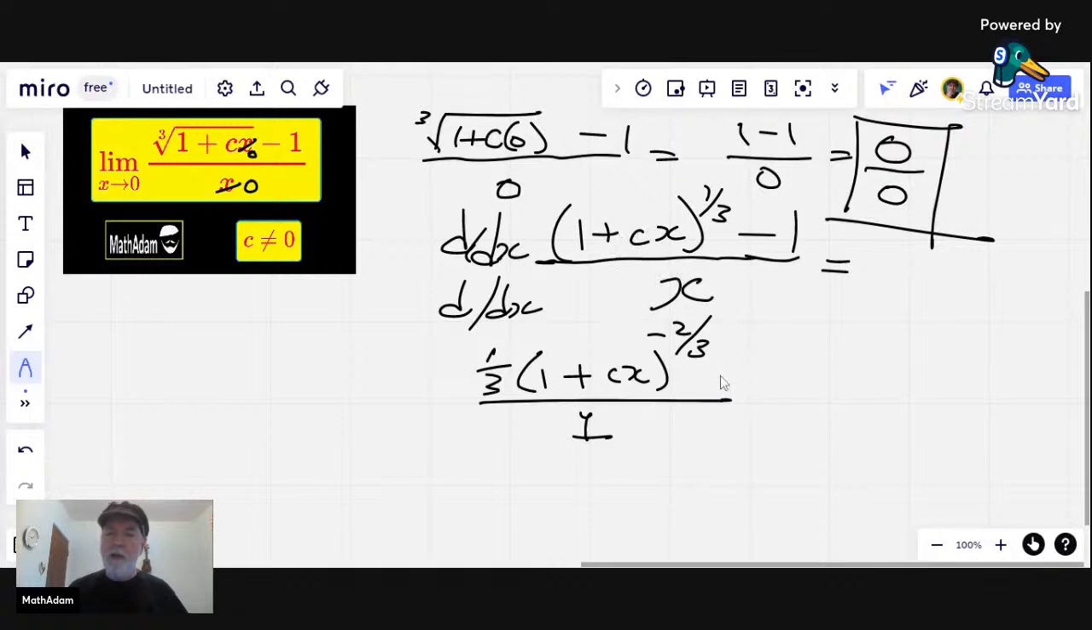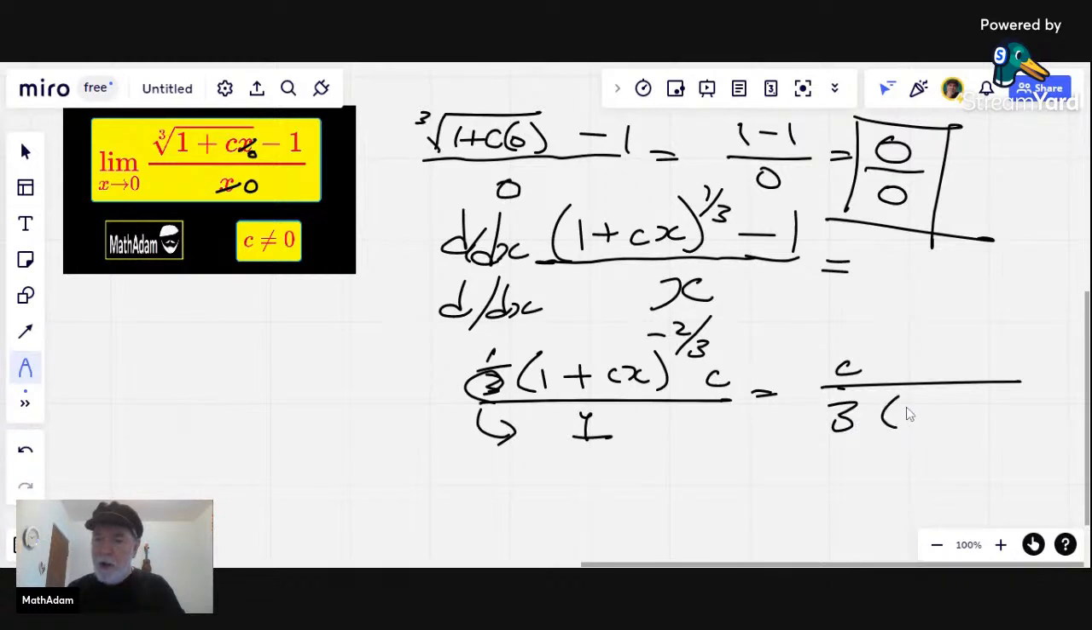Times the derivative of what's inside, which is cx, and the derivative of 1 is nothing. So this is what we end up with. Let's simplify it. I'm looking at this, and that's just all times c. So let's rewrite this. It's all going to be denominator except for this c. So c, all over, we'll put this 3 down here.